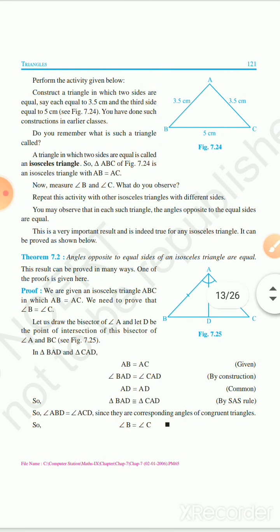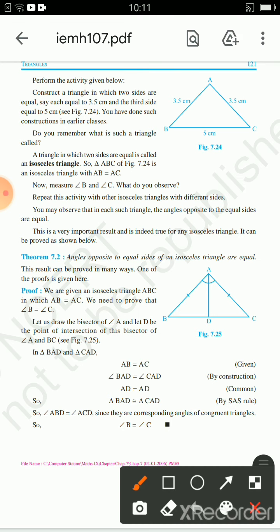The theorem is: angles opposite to equal sides of an isosceles triangle are equal. This means that the data you are provided with is that the sides of the isosceles triangle are equal, and you have to show that the angles will also be equal. How are you going to prove it?